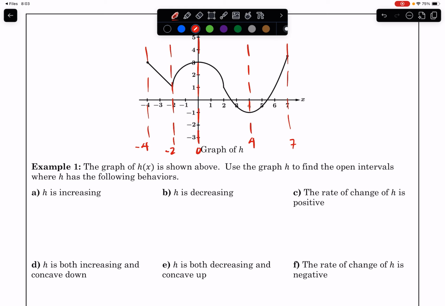And like I mentioned earlier, I'll put in red for going down. So it's going down here. It is going down in this section. And it's moving upwards, I'll do it in blue. It's moving up in that section right there.